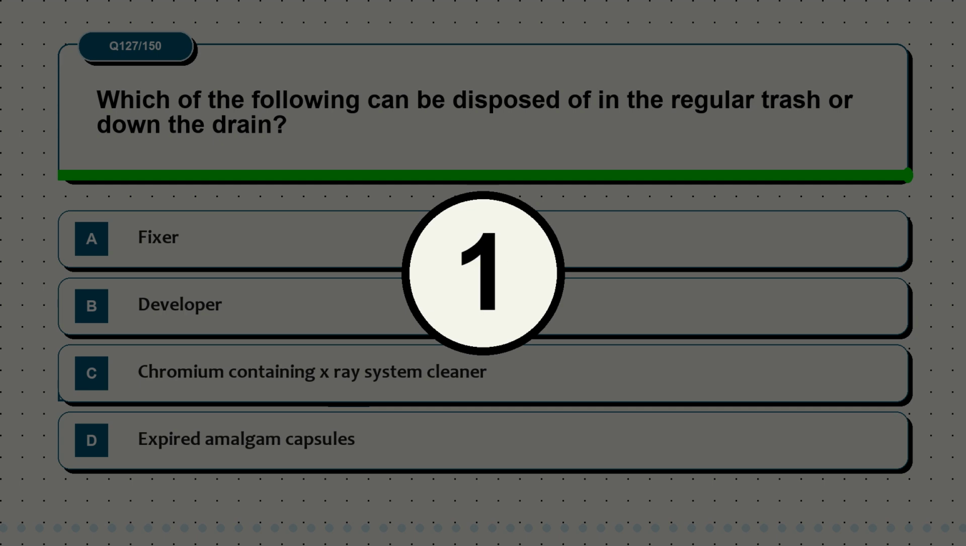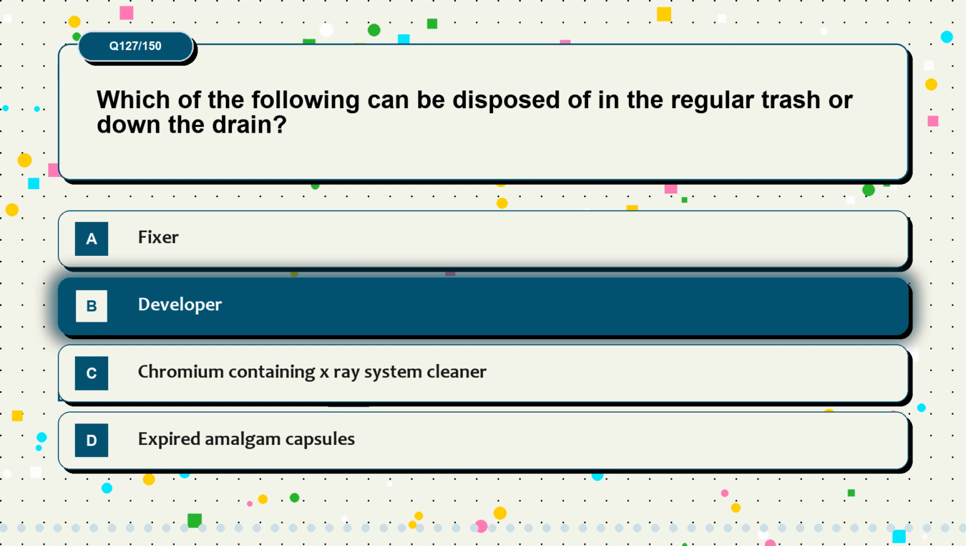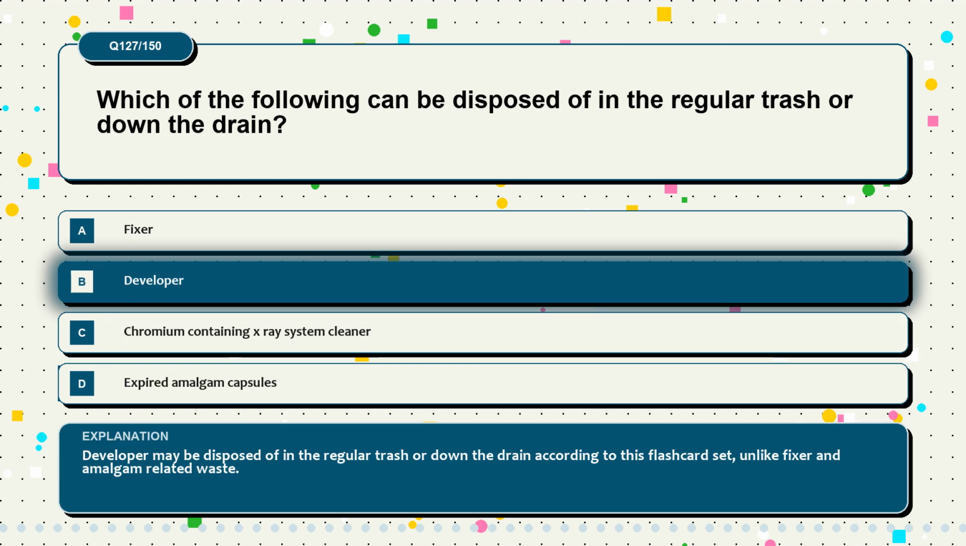The correct answer is option B, developer. Developer may be disposed of in the regular trash or down the drain according to this flashcard set, unlike fixer and amalgam-related waste.